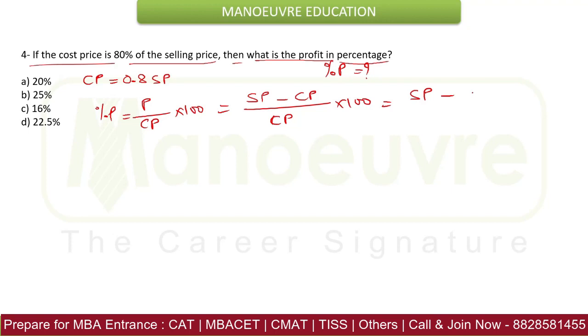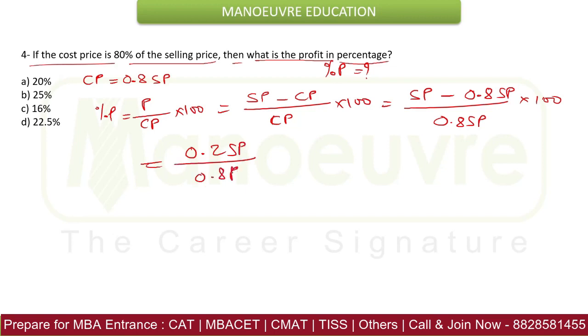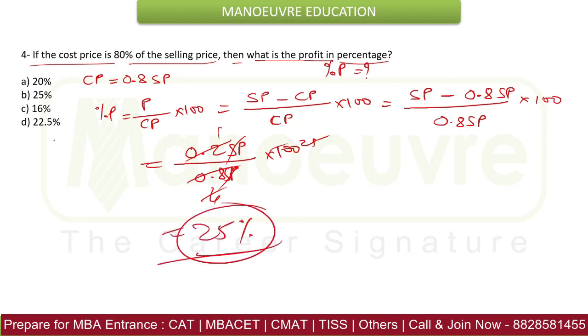Or we can call it SP minus CP is given as 0.2 SP upon CP into 100. We can replace this CP also by 0.8 SP. So that will be 0.2 SP divided by 0.8 SP into 100. So it will be 2 by 8, it will be 1 by 4, this will be 100 by 4, so that will be 25%. So profit percent is 25. Option B will be the answer over here.